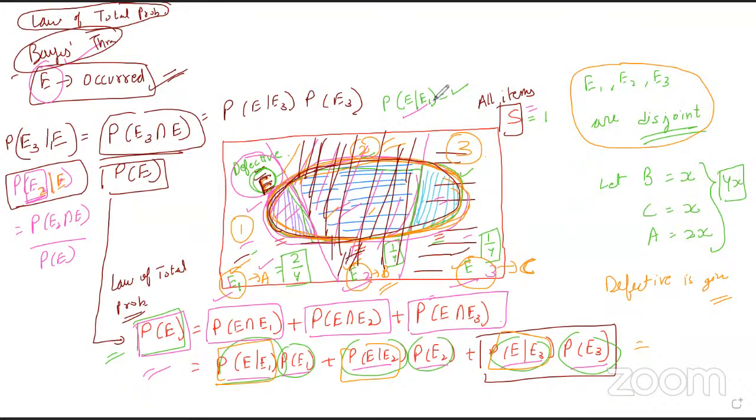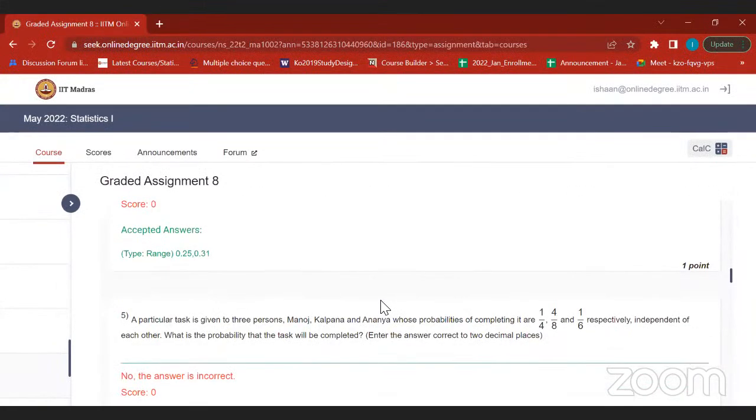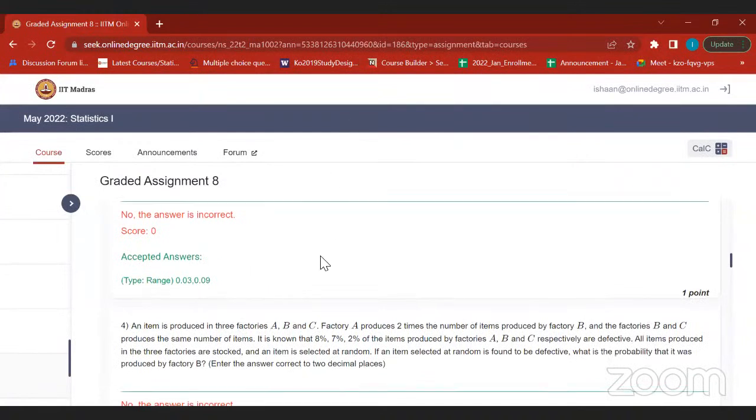Okay. Yeah, got it, sir. Thank you, sir. Is it clear, everyone? Before we proceed further, law of total probability and Bayes theorem. Okay. Anyone? Anything else? So activity 8.7 question 4.